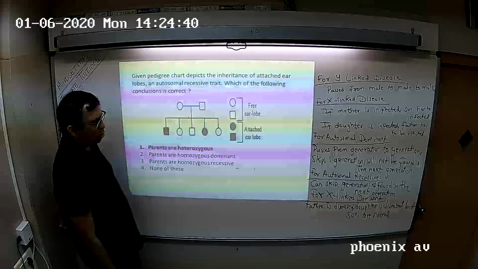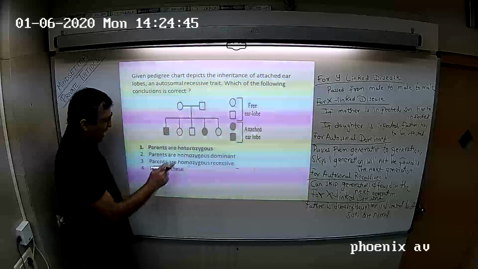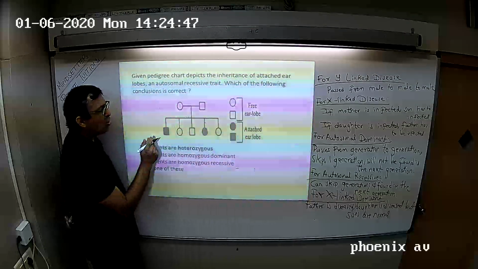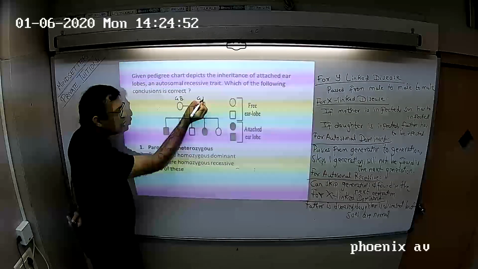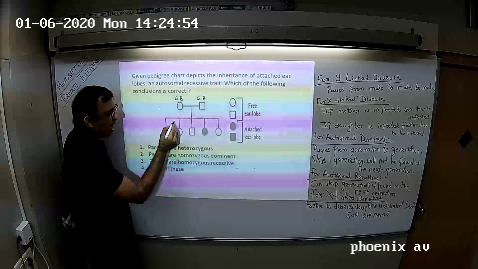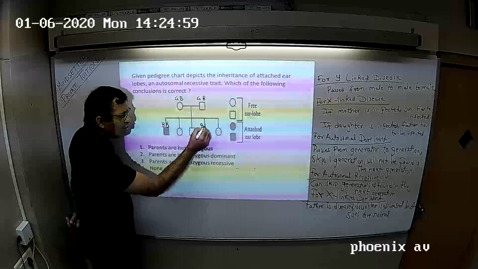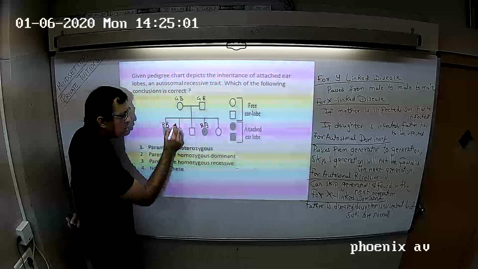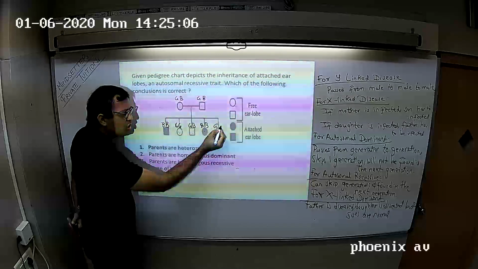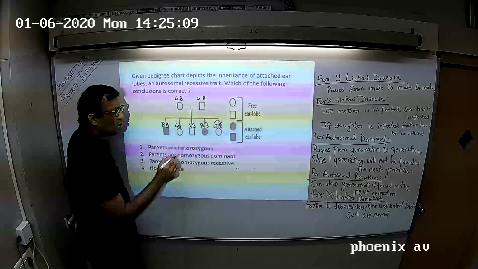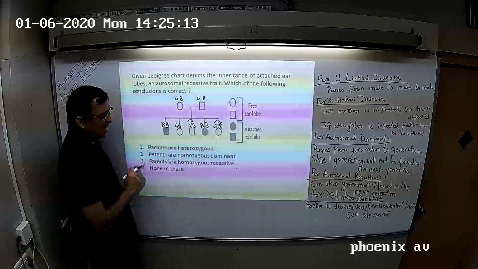And this is inheritance of attached earlobe, an autosomal recessive disorder. So they have given only autosomal recessive disorder. Children are affected. So what are parents? Parents are heterozygous. It's an autosomal recessive. They got good gene, bad gene, good gene, bad gene. What has this child got? Bad gene, bad gene. What has this child got? Bad gene, bad gene. And what have these children got? Good gene, bad gene, of which good gene is dominant over bad gene, and that means these are autosomal recessive disorders.